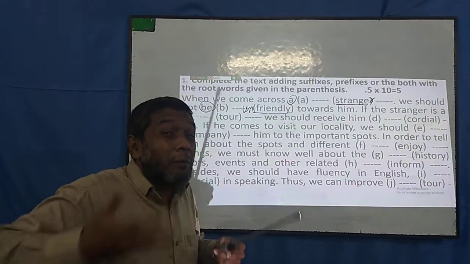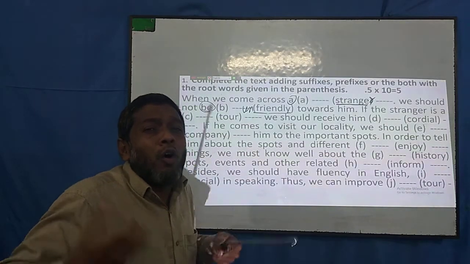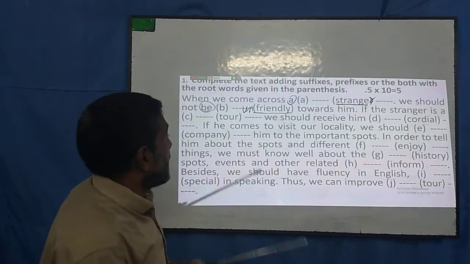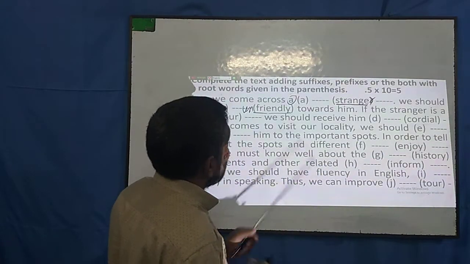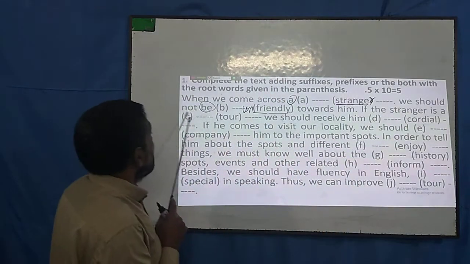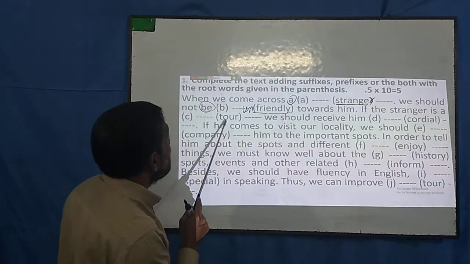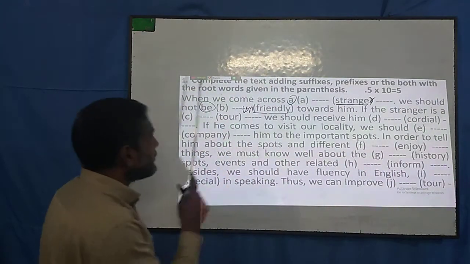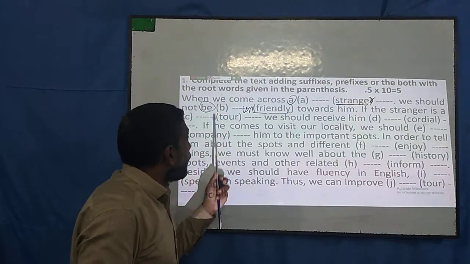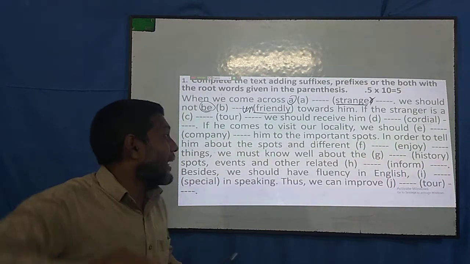So dear students, if you have these techniques, then you will be more and more pleased in the exam hall. You will have no difficulties. So dear students, now I am going to show you another answer. If the stranger is a, again we have an article, so this place is for a noun, but the word is a noun again. So it may be another matter.